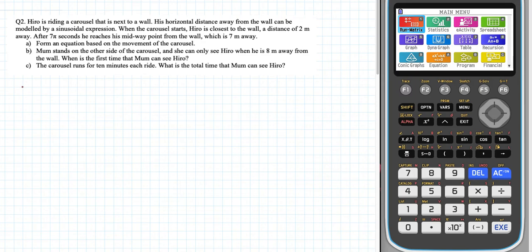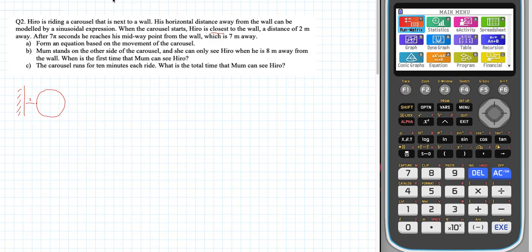Basically, a little Hiro is riding on a carousel, spinning around. At the start he is closest to the wall, at a distance of about 2 meters. So this is 2 meters away. And after 7 pi seconds, he reaches his midway point from the wall.